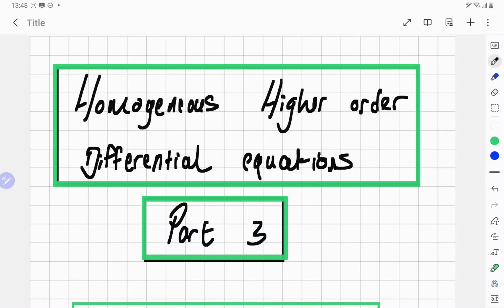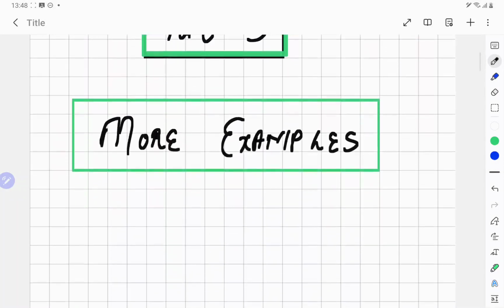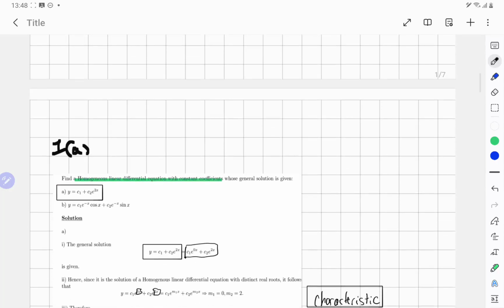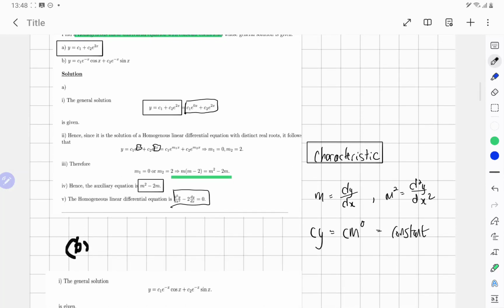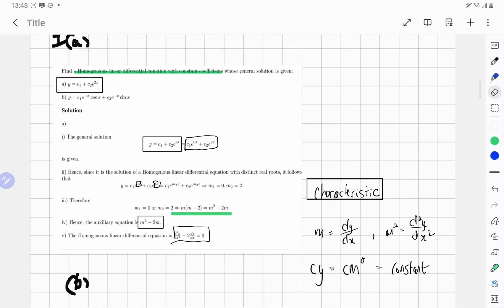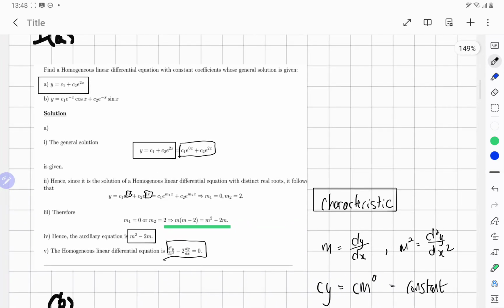We are doing homogeneous higher-order differential equations, part 3. So we are doing more test and exam type questions. I'm not going to do the theory though to save some time, but as we continue, I will mention important theory that we have done in video 1 and video 2.